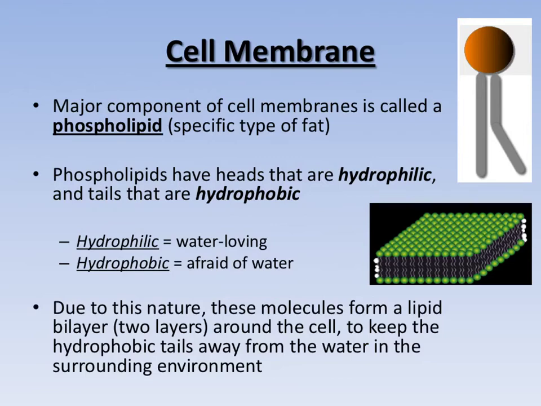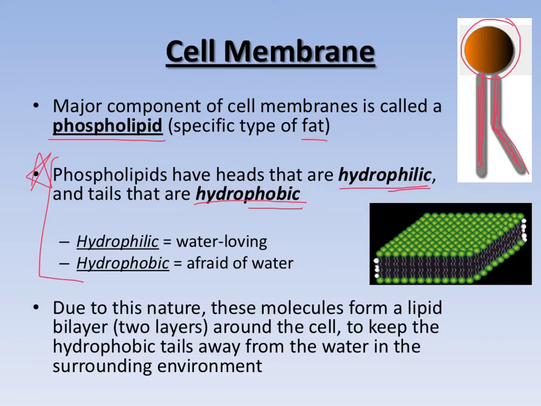Now, as I said a second ago, the major component of the cell membrane is called a phospholipid. This is a special type of fat that has a head group, which has phosphate in it, which is where phospho comes from, and then two fatty acid tails or legs that hang down. Now, phospholipids are unique. This is very important right here, because they have heads that are hydrophilic, but tails that are hydrophobic. I think you might recognize those word roots, and we've already talked about this at one other point earlier this year.